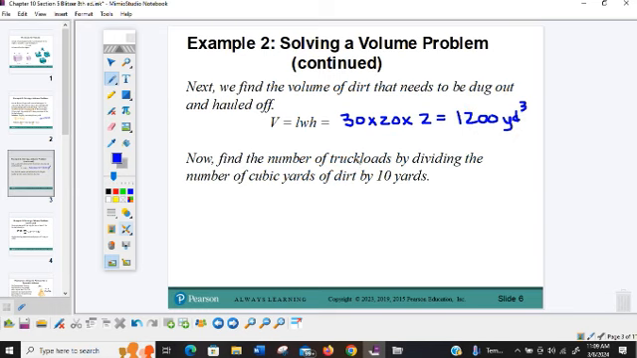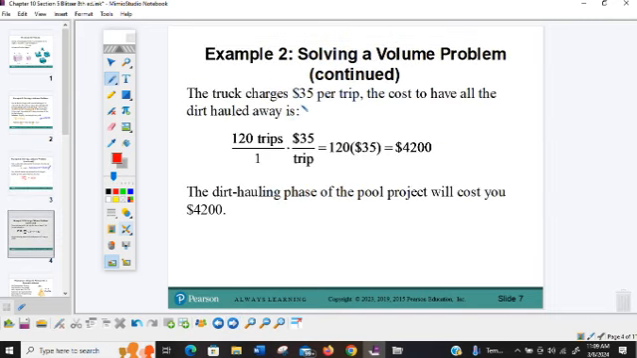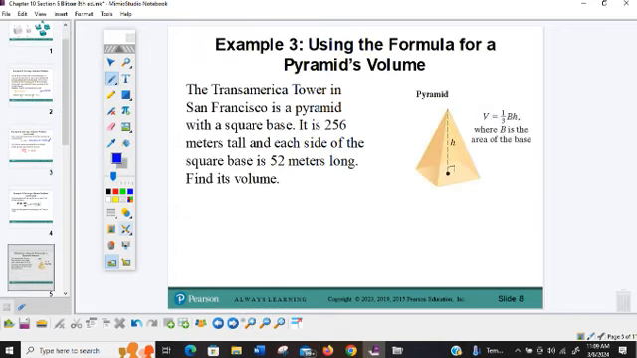So now it says find the number of truckloads by dividing the number of cubic yards of dirt by 10. Each truckload carries 10 cubic yards and we have 1,200, so we're just going to divide that by 10 to see how many loads we're going to need. We are going to need 120 different loads. Now don't forget that that costs $35 per trip. So we do 120 times 35 and we find out that it is going to cost us $4,200 to haul that dirt away.